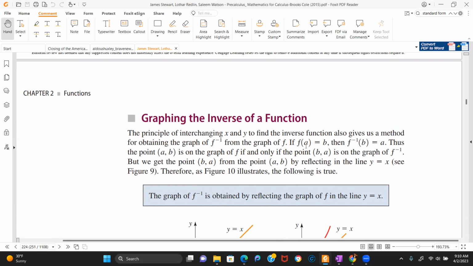So here's the point. If f of a is equal to b, then by definition, remember the definition of inverse, that's the case if and only if f inverse of b is equal to a. Remember, they have to undo each other. They do the opposite thing. So if f sends a to b, f inverse is going to send b to a. So what does that mean? It means that (a, b) is a point on the graph of f if and only if the reflected point (b, a) is a point on the graph of f inverse, right?